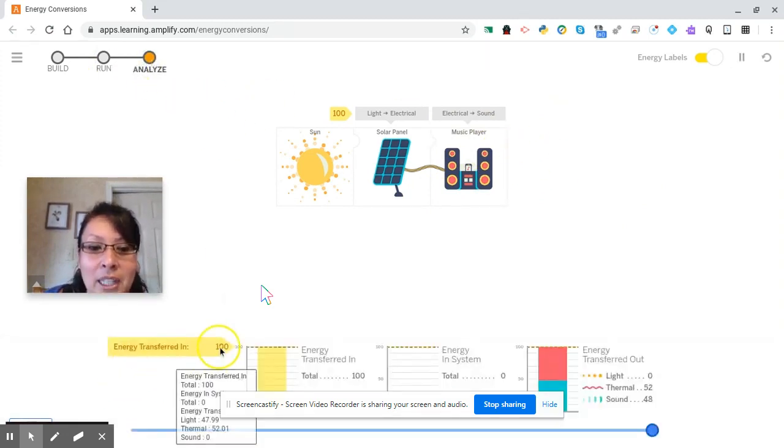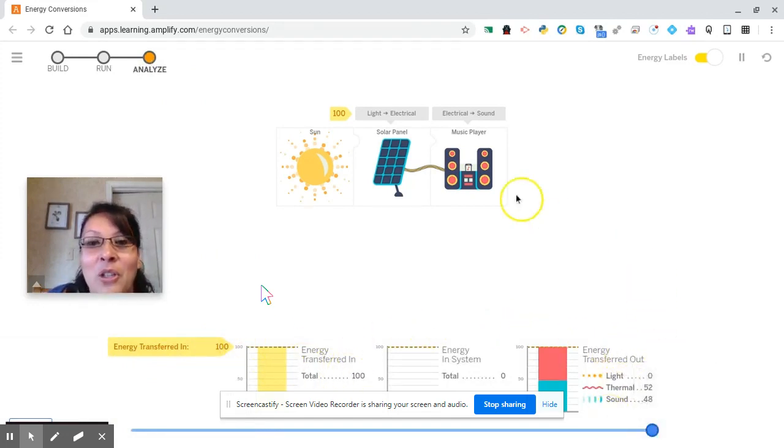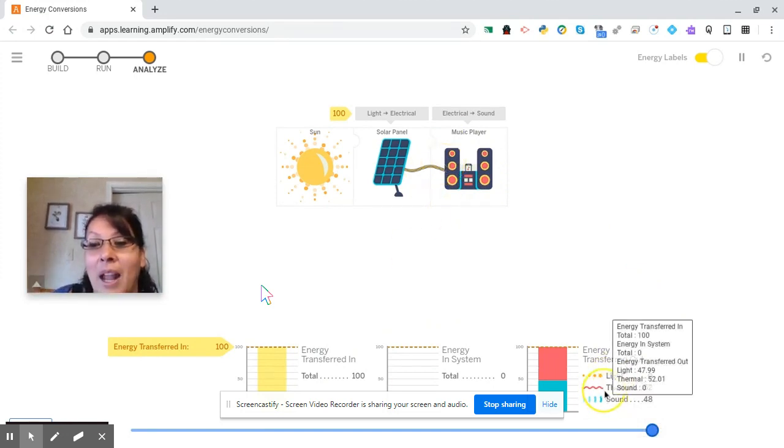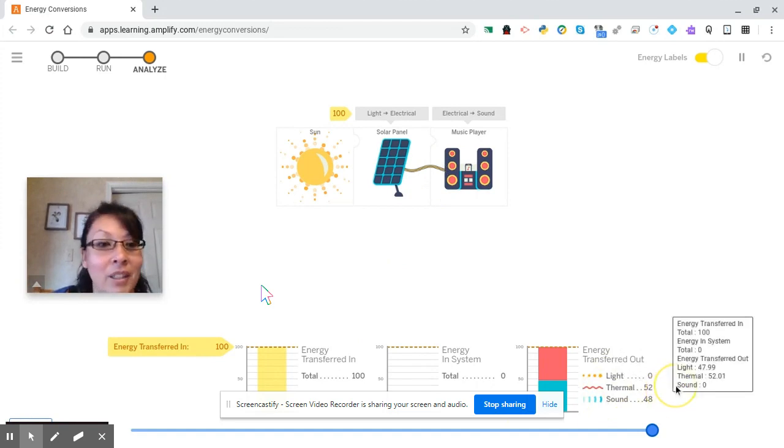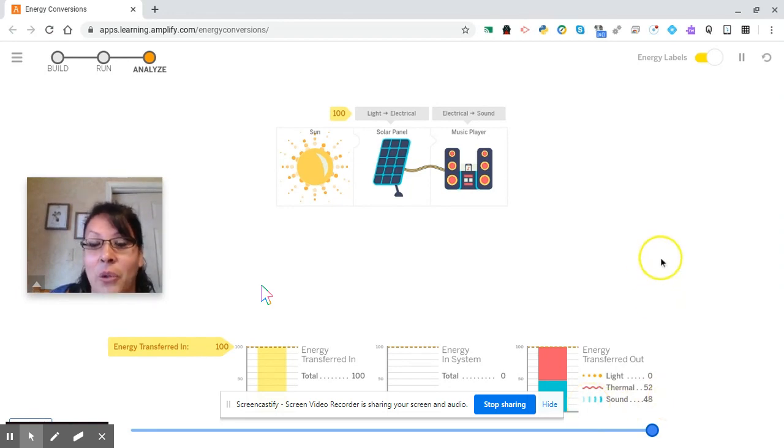So the energy transferred in was 100%. The energy transferred out. So if you were watching my music player, it was blue and red. And so we said red means thermal, right? Because sometimes our devices get hot. And then we said blue was sound. So there's 2 energy outputs. It's thermal and sound. Nice job. I'll see you in the next activity.